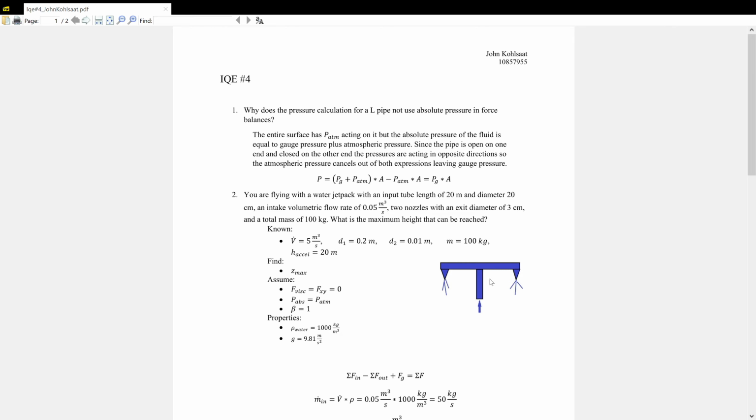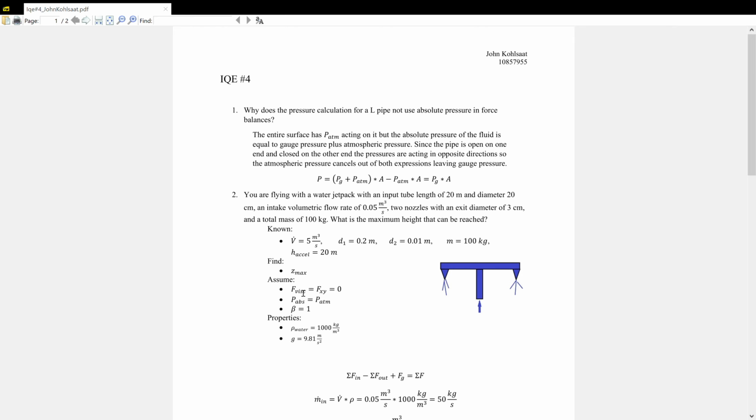And so this will essentially devolve into finding the force balance and then basically doing a physics 1 problem on acceleration, velocity, and distance over time. And so we're given the volumetric flow rate, the input diameter, the exit diameters, the mass of the system, and the maximum height to which it can accelerate. We're asked to find the maximum height.